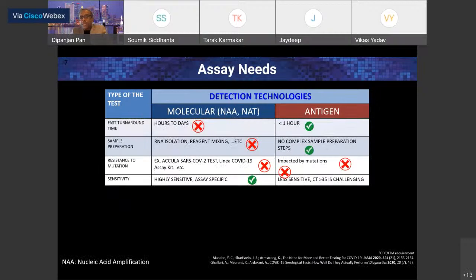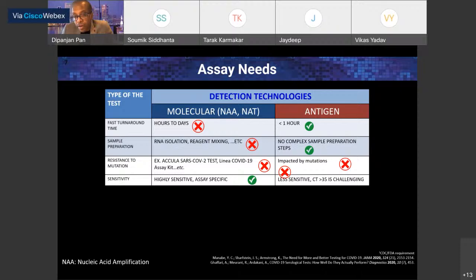Now if we compare the molecular and antigen tests, we will see that most of the time the antigen tests are absolutely fantastic in terms of giving a result quickly. So it is very fast, rapid results can be obtained. There is no complex sample preparation. But the problem with the antigen test is that it is easily impacted by mutations, less sensitive, and anything where CT is greater than 35 is challenging. That means if a person has a very low viral load, then the antigen test is most likely not going to capture the presence of the virus.